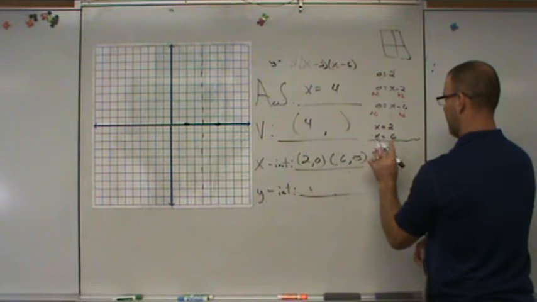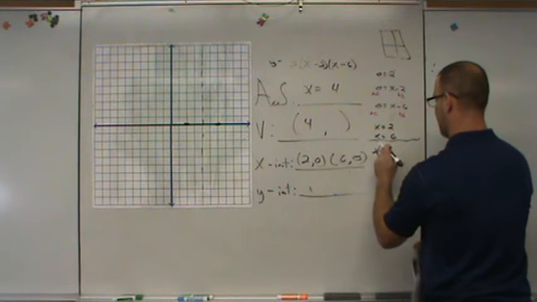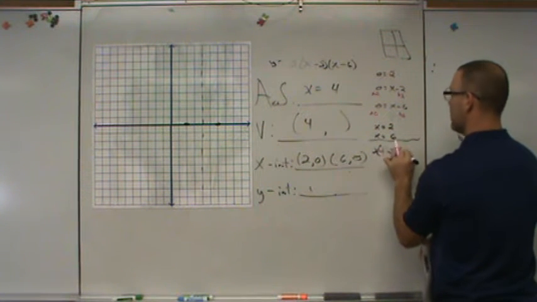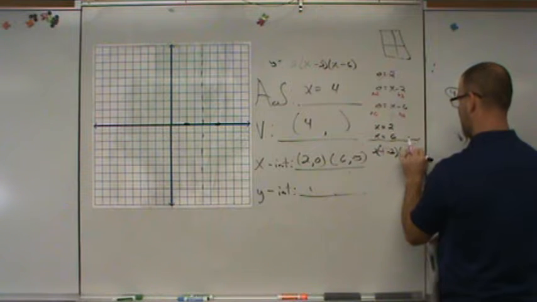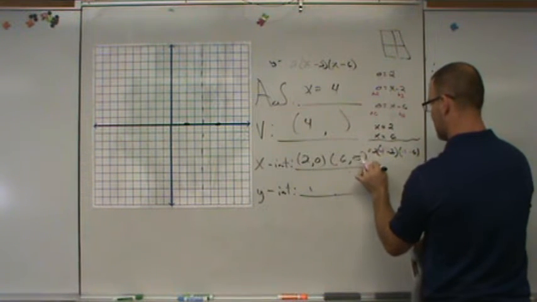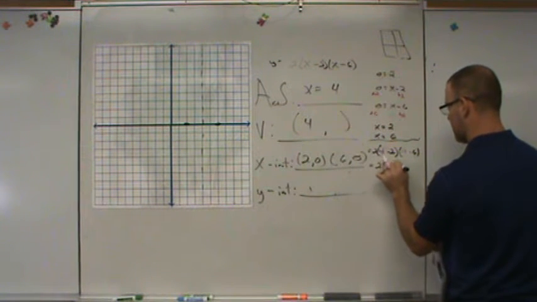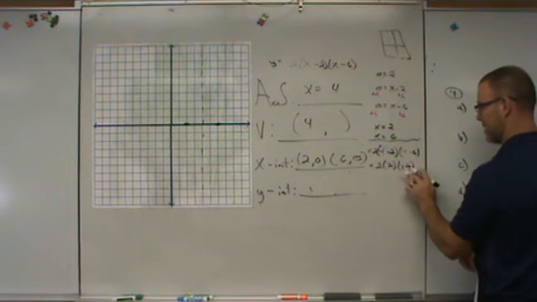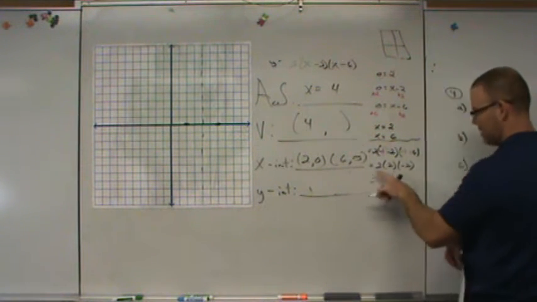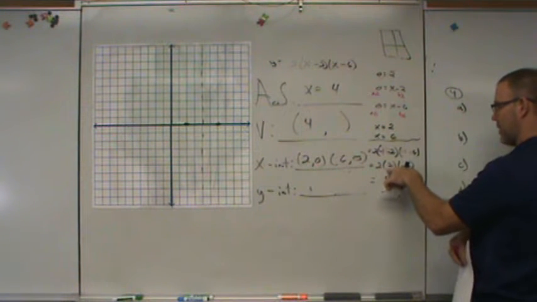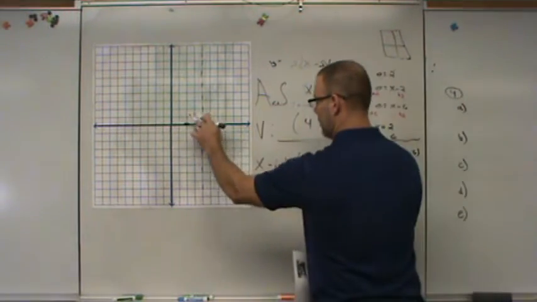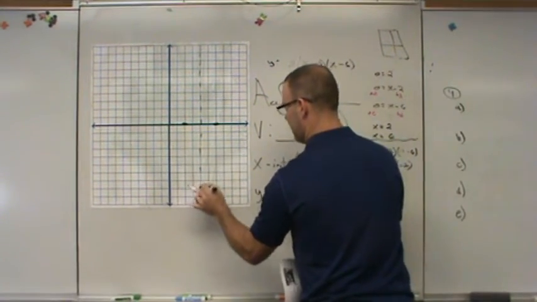2 times 4, let me just do this in a different color here. 4, make that look like a 4, not a 9, minus 2 times 4 minus 6. And all of this is going to be equal to my y. Well, 4 minus 2 is 2, 4 minus 6 is negative 2. This becomes 2 times 2 times negative 2, which is 8. Is it a positive or negative 8? Positive times a positive is positive. Positive times a negative is negative. So that's negative 8. I'm going to come down here. I believe that's negative 8 right there.